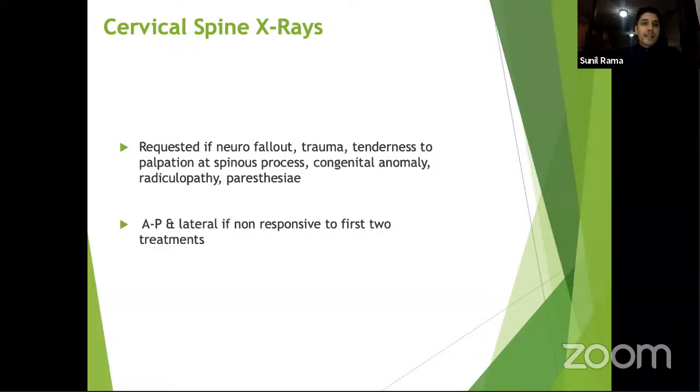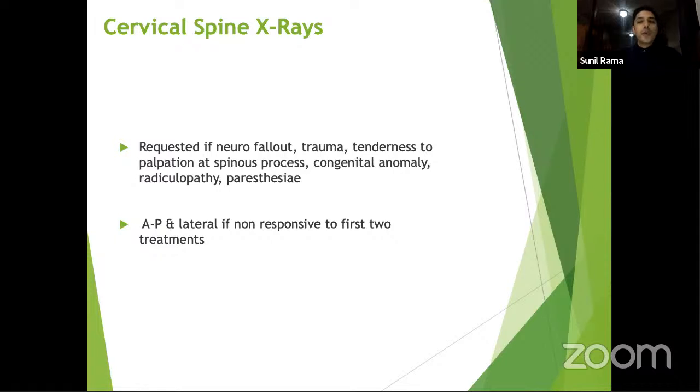So let's see. In a cervical spine x-ray, we will only request it, well, from my side, that is, if we're finding that there is significant neurological fallout. If we find that there's been trauma, if this patient's completely tender to palpation, where we're querying something where there was a lesion at the spinous process, of course, querying a fracture, any congenital anomaly which will pick up on the physical appearance that you may want to just rule out. Any radiculopathy and paresthesia in the upper limbs.